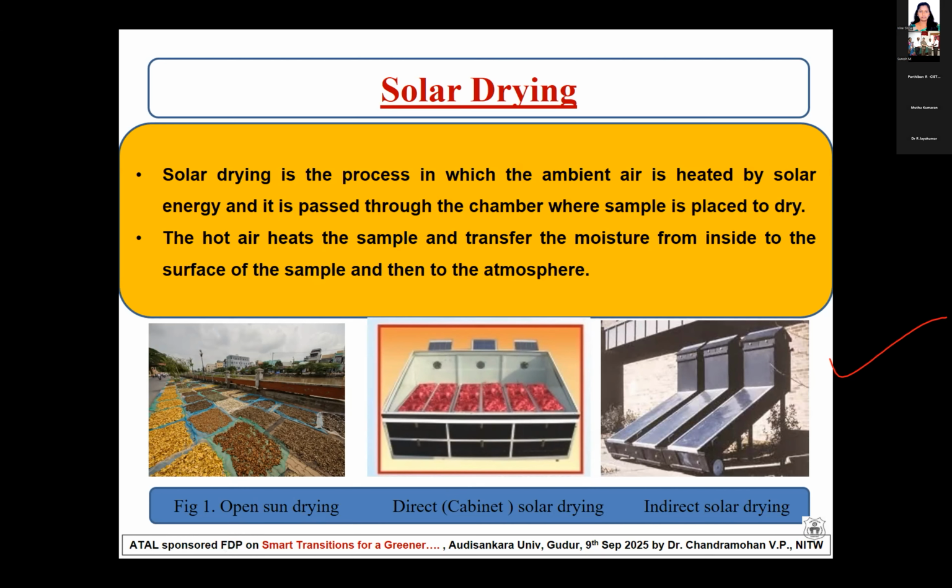So here, the food products are kept here. You can see this is called the solar air collector. This inclined part is called the solar air collector, and this is called the drying chamber. Inside the drying chamber, the food products are kept. Inside the drying chamber, there are trays, and on the trays, the food products are kept.